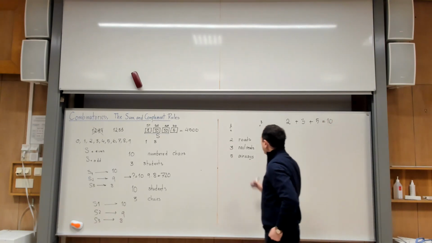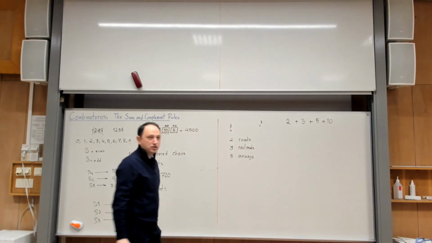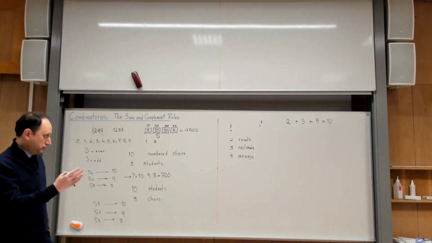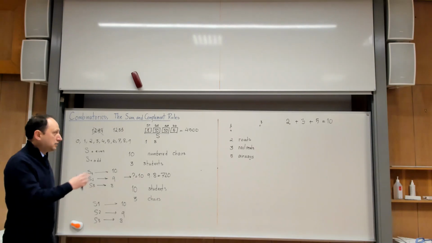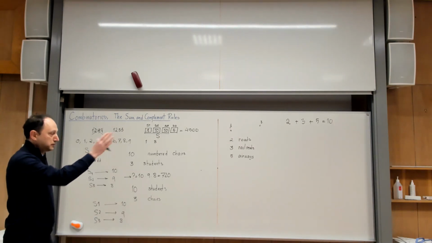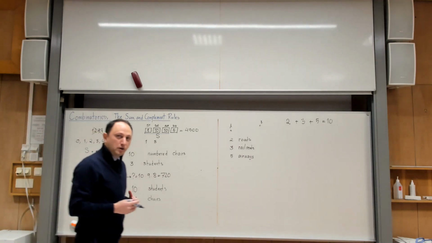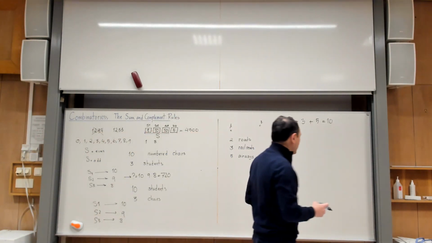But remember, I cannot say this is a three-stage task. It's a one-stage task, yes? But the task is categorized into 3 different ways. And then I know how many ways I can do each one of them, then I add. Yes? Is that clear? So from the set theory point of view, it is very clear.